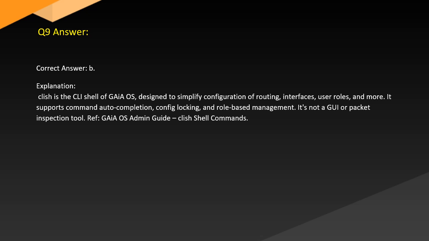Answer. Correct answer: B. Explanation: Clish is the CLI shell of Gaia OS designed to simplify configuration of routing, interfaces, user roles, and more. It supports command auto-completion, config locking, and role-based management. It's not a GUI or packet inspection tool. Ref: Gaia OS admin guide, Clish shell commands.